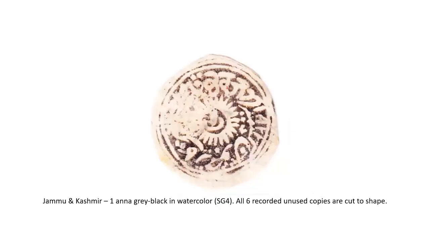Now we come to the one anna, again from the first issue of Jammu and Kashmir. This is the one anna in gray black, SG4. All six recorded unused copies are cut to shape for some reason. The reason they used to cut them to shape is to save on the weight of the letter, because letters were charged based on weight. So they would often cut the stamps to shape just to shave off weight.